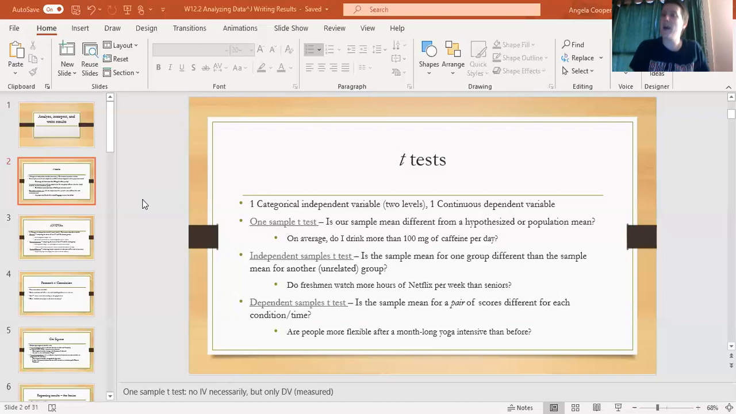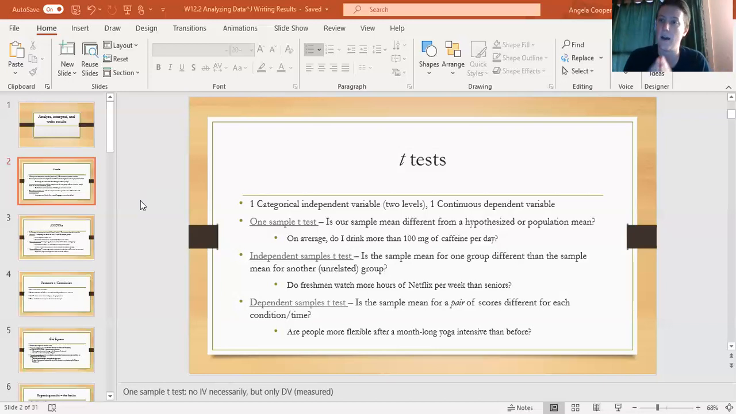So a dependent samples t-test still has two conditions. But typically the participants that you're analyzing in dependent samples t-tests have been exposed to both. So let's look at those attractive and unattractive faces again.